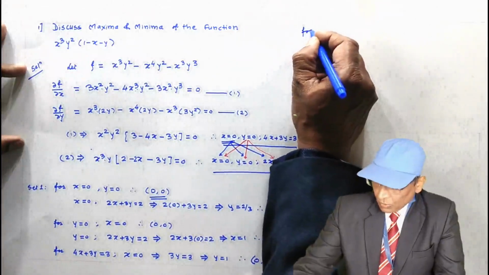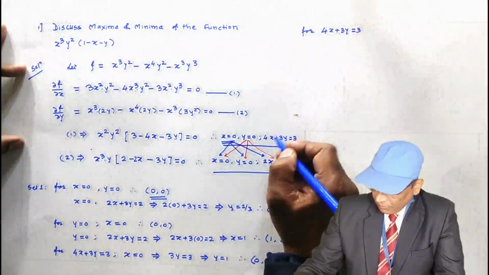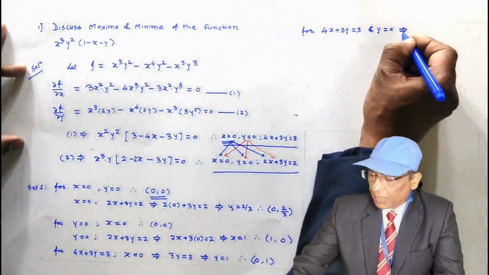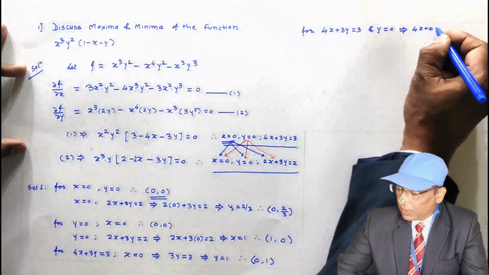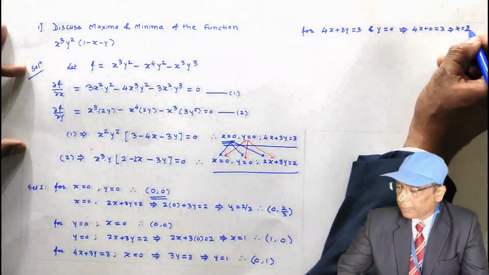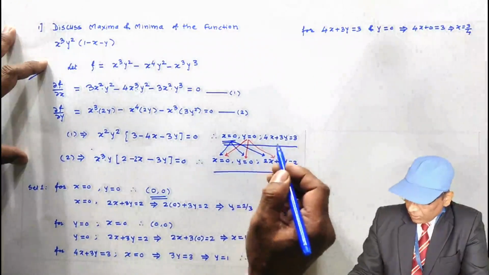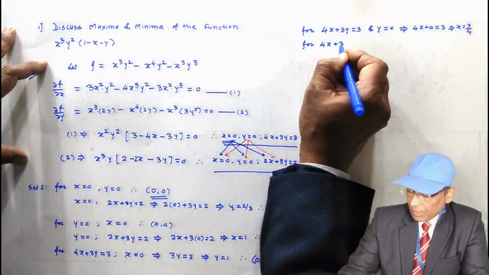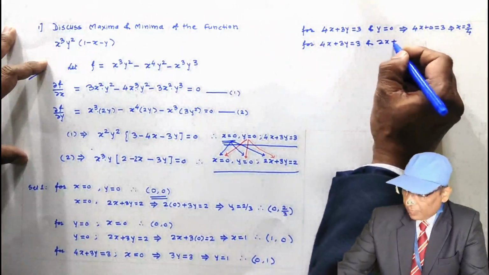Now for 4x plus 3y is equal to 3 and y equal to 0. This implies if you put y equal to 0 here, then 4x plus 0 equal to 3. This implies x equal to 3 by 4. x equal to 3 by 4. So this pair I have taken. Now these two pairs, for 4x plus 3y is equal to 3 and 2x plus 3y is equal to 2.